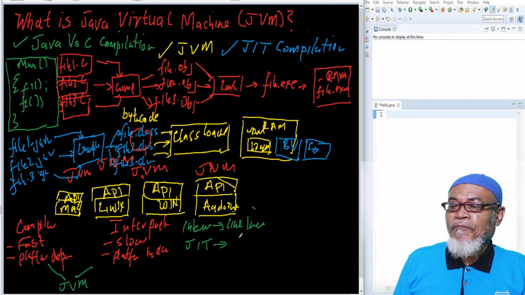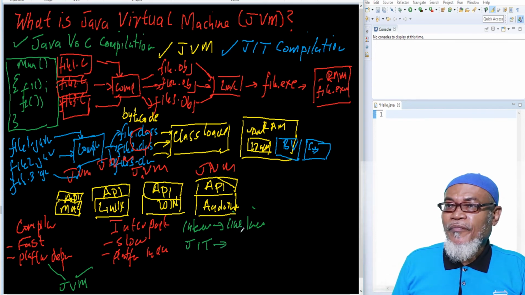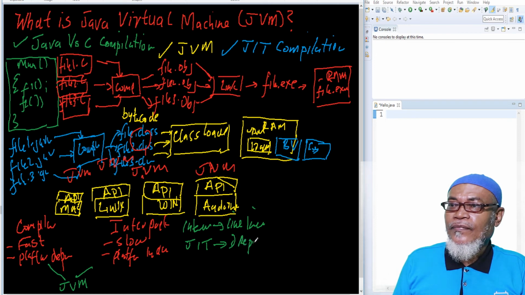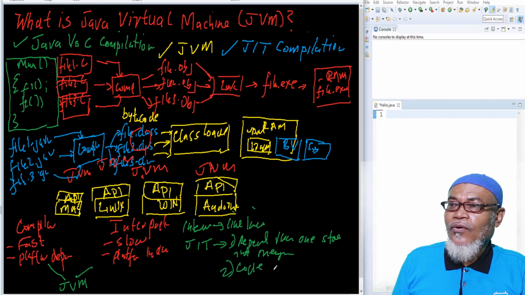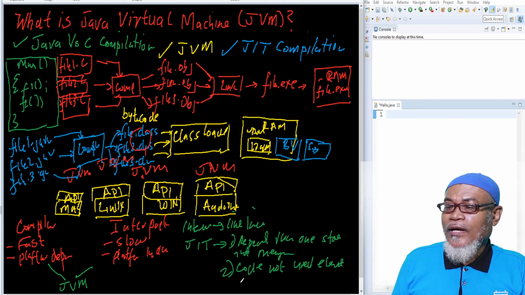And this just-in-time strategy has two main features. One feature addresses the interpreter problem. When we have repeated code, it is run only once and stored in memory. And also, when we have code that is not used, it is eliminated in order to increase efficiency, so it is used to optimize our code.